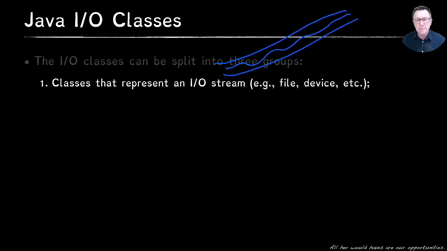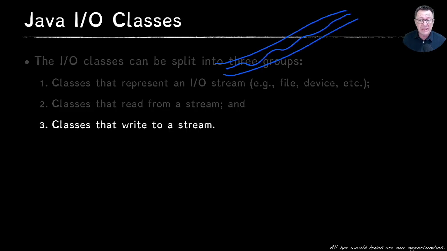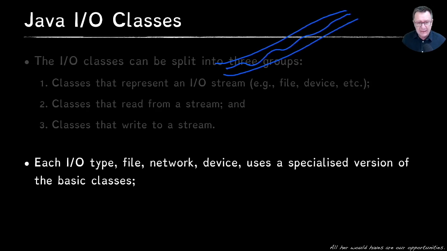We've got a stream of data, okay? And it might be from a file, it might be from a device, or something like that. So there's classes that will read from a stream and classes that write to a stream. Pretty straightforward, okay? Now, when it comes to types of I/O, we've got file, network, and devices. They often use a specialized version of these basic classes that Java provides for us.